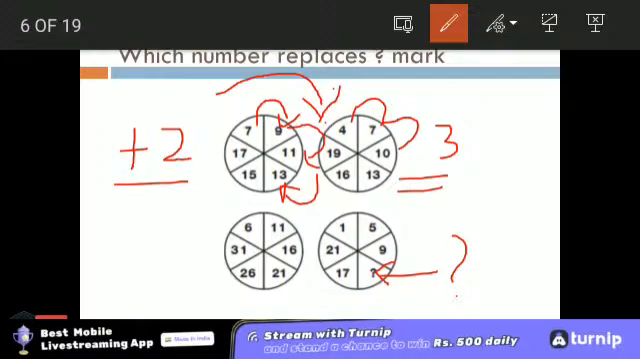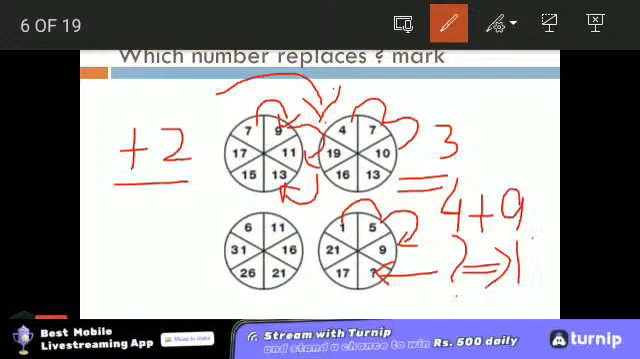Now if we come to the next circle and talk about it, 5 में क्या ऐड करे कि 9 आ जाए, और 1 में क्या ऐड करे कि 5 आ जाए? So we could see we have to add 4. What is the number which needs to be added? 4. So 1, when we added 4 to 1, it gives us 5, and when we added 4 to 5, it gives us 9, and yes, when we added 4 to 9, it gives us 13. So 4 plus 9 is 13. So our question mark in this question is giving us what?